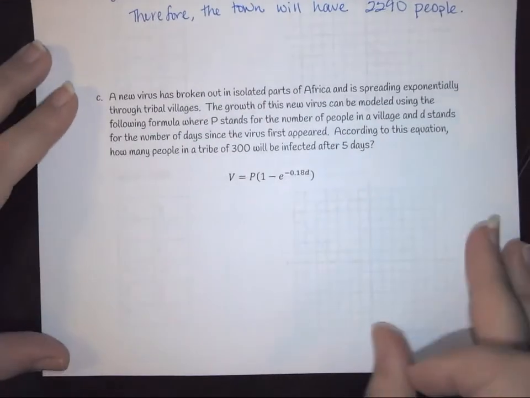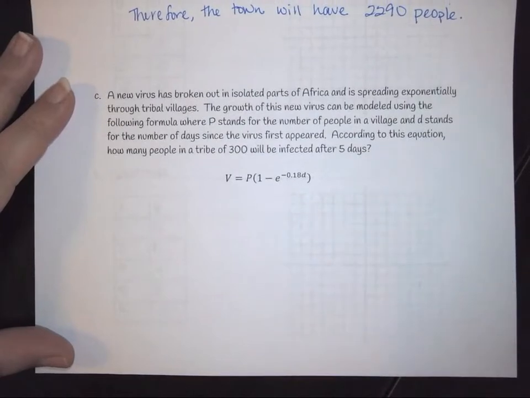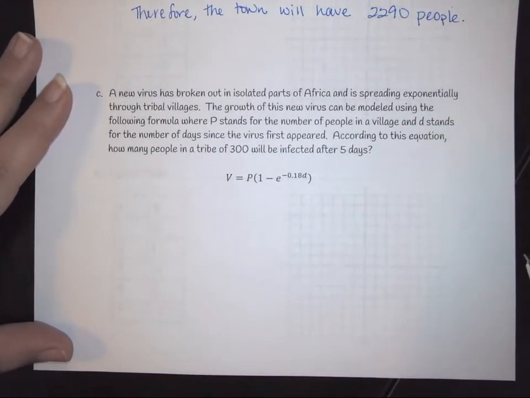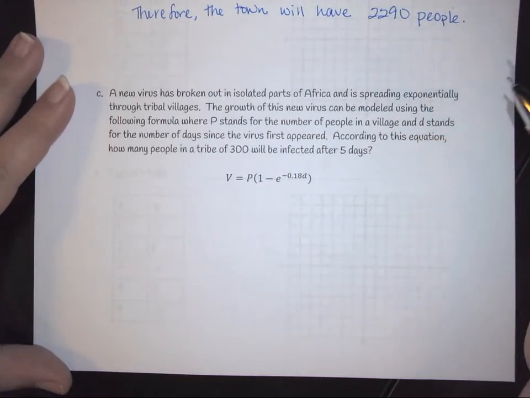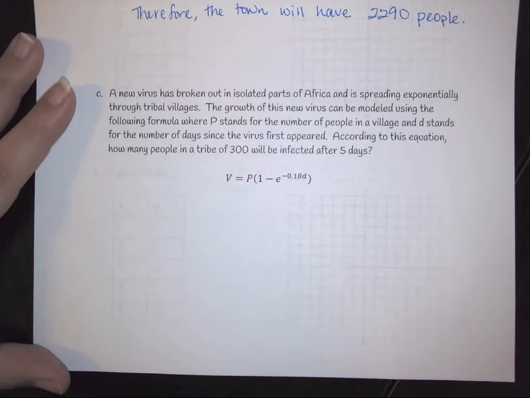Now the last exponential example I wanted to show is this one. And it says a new virus has broken out in isolated parts of Africa and is spreading exponentially through tribal villages. The growth of this new virus can be modeled using the following formula, where P stands for the number of people in a village and D stands for the number of days since the virus first appeared. According to this equation, how many people in a tribe of 300 will be infected after 5 days?